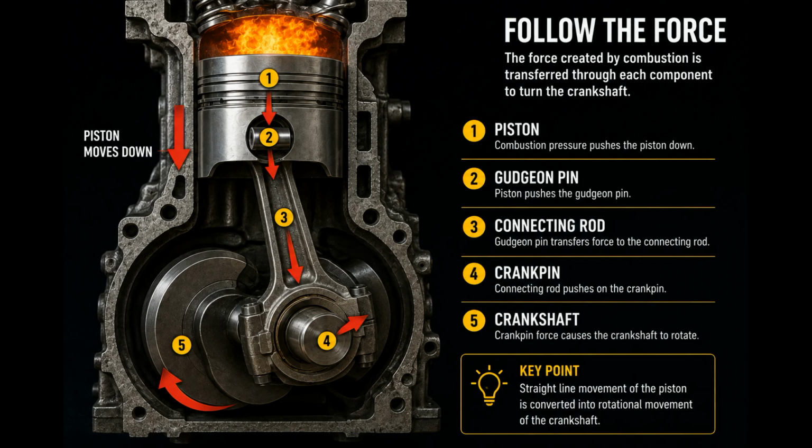Meanwhile, the compression rings control combustion pressure, the oil control ring controls the oil film, the piston skirt handles side thrust. The bearing provides controlled movement and lubrication. And all these components have to work together every time the engine completes its cycle. That is the basic mechanical chain: combustion to piston to gudgeon pin to connecting rod to crank pin to crankshaft to rotational power. Thank you.